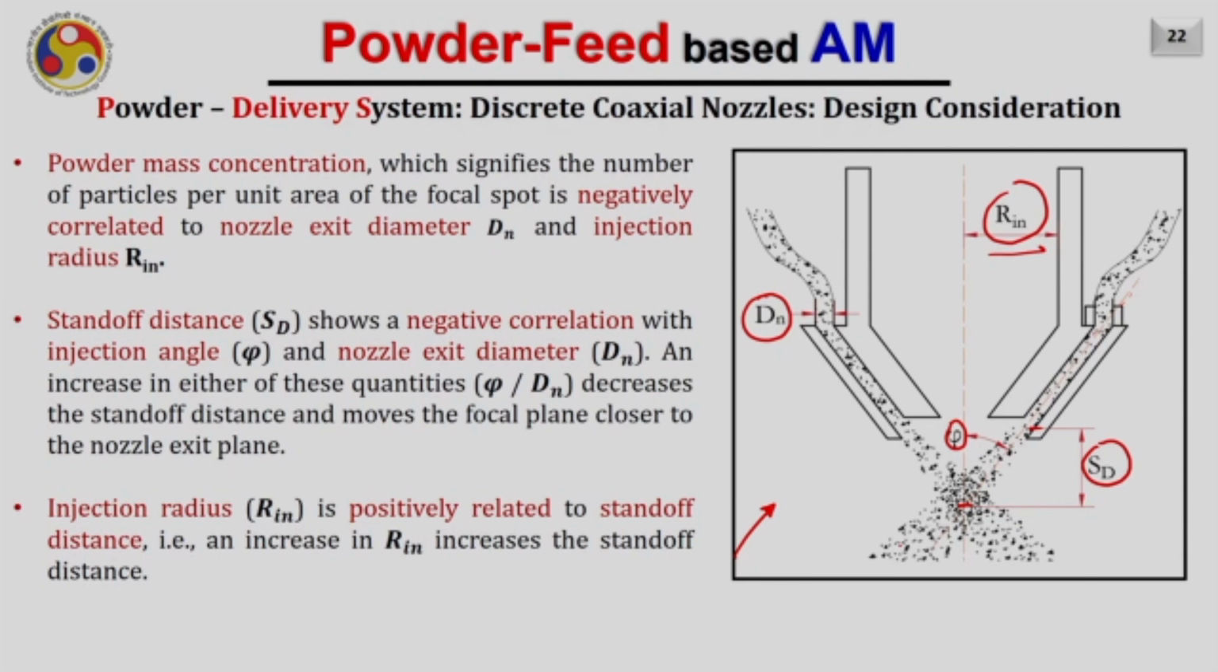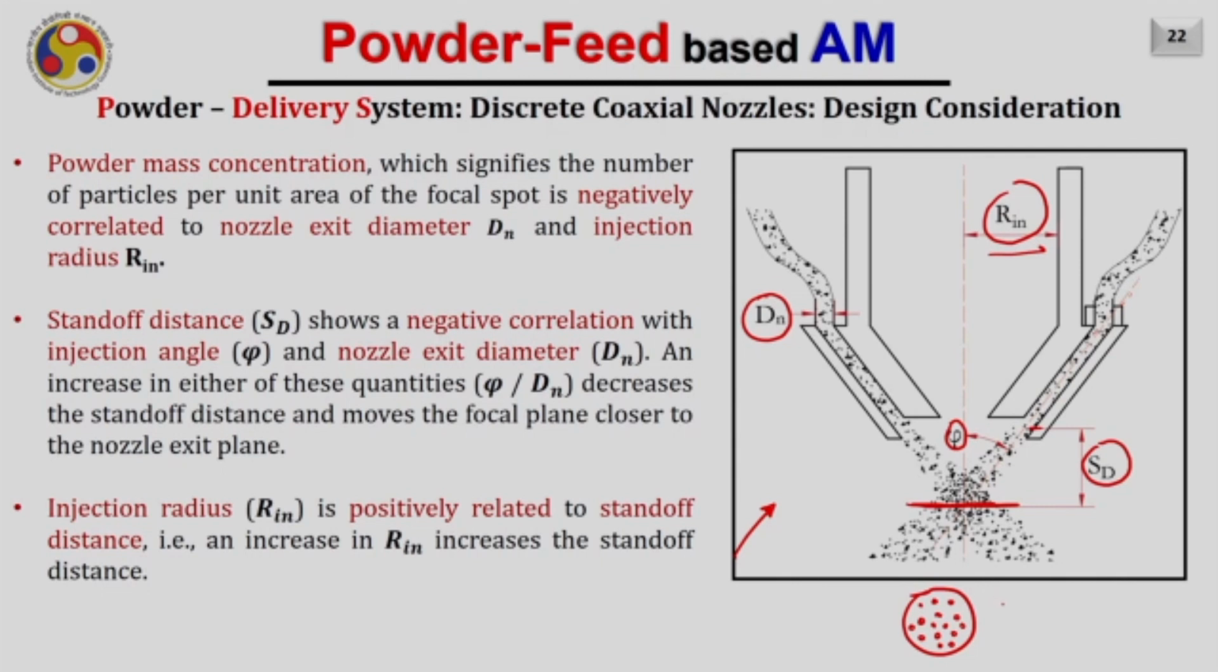Now let us discuss how these parameters, corresponding to the design or geometry of the nozzle, affect different process parameters, such as the powder mass concentration, which signifies the number of particles per unit area at the focal length. If I just take this cross section, its top view will be something like this. How many particles there are will tell us the mass concentration. If there are more particles in this cross section, of course the mass concentration will be more, and if it is less, the mass concentration will be less.